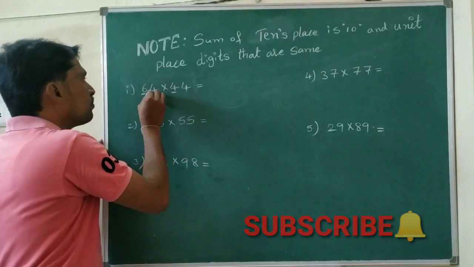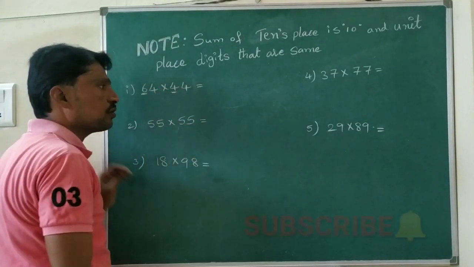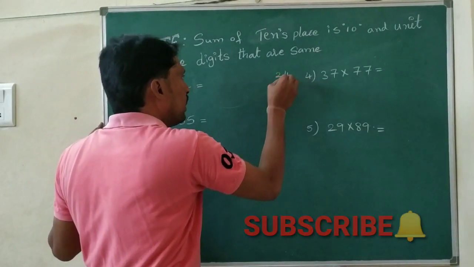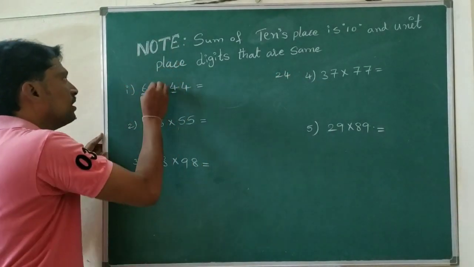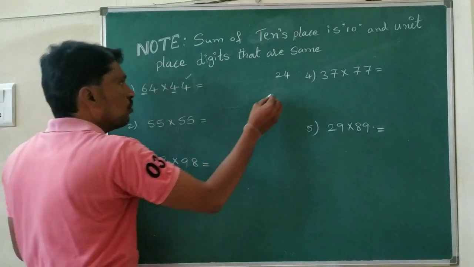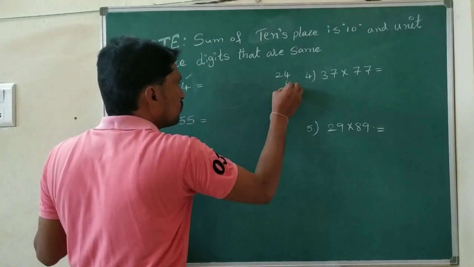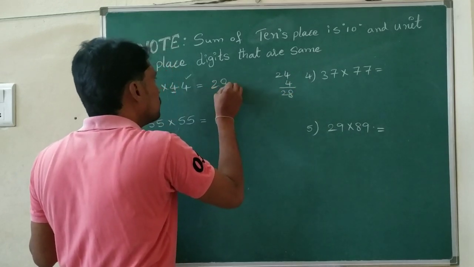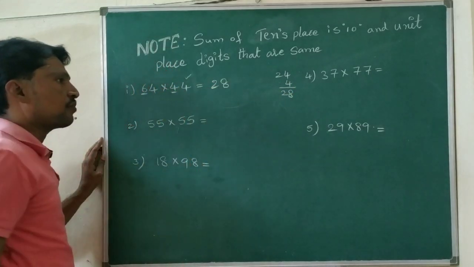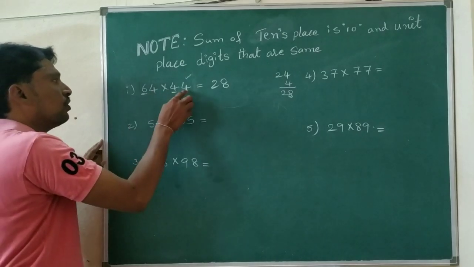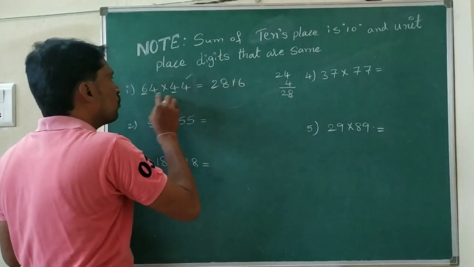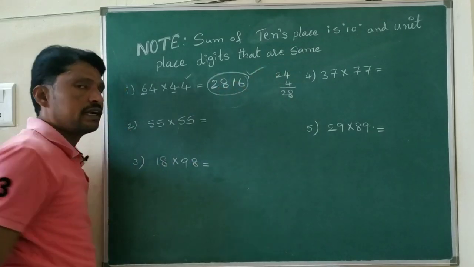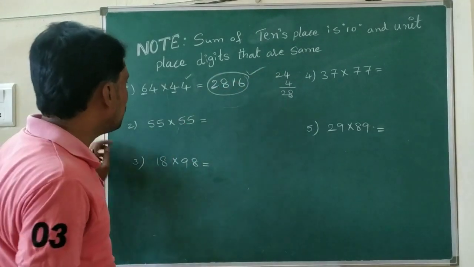Now you take 6 into 4, that is 24. And the units place digit is 4, so you add it: 24 plus 4 is 28. Then you multiply the units places, 4 into 4, that is 16. So 64 into 44 we are getting 2816.